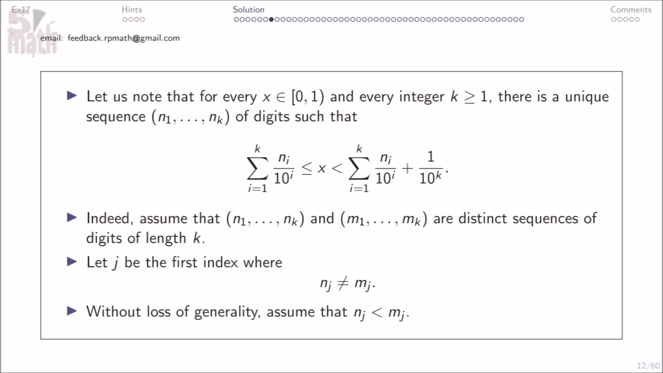Let us note that for every x in this, and every integer k greater than or equal to 1, there is a unique sequence here of digits such that this. Indeed, assume that this and that are distinct sequences of digits of length k. Let j be the first index where n_j does not equal m_j. Without loss of generality, assume that n_j is less than m_j.